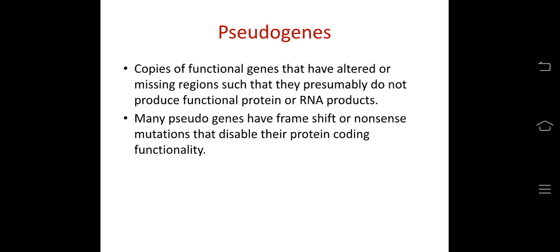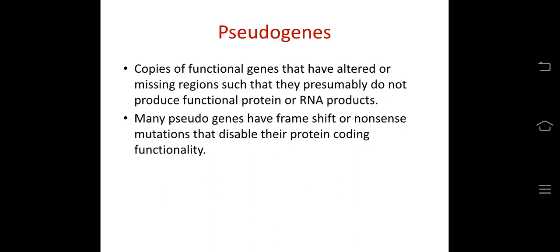Next is about pseudogenes. Copies of functional genes that have altered or missing regions such that they presumably do not produce functional protein or RNA products. Many pseudogenes have frame shift or nonsense mutations that disable their protein coding functionality.